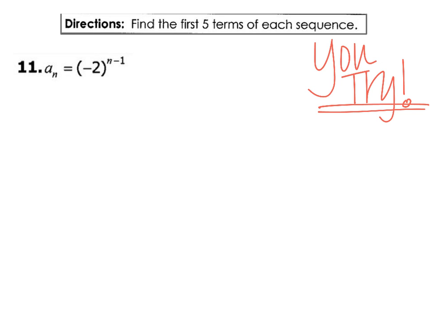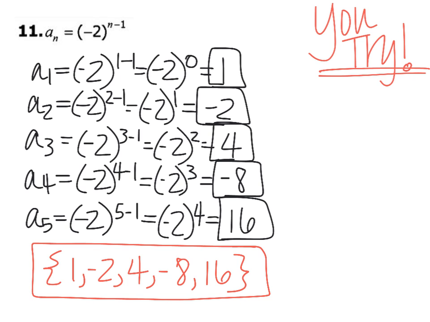All right, I want you to try to do number 11 all on your own. Find the first 5 terms of this sequence. When you come back, I'll have the answer written on your screen and we will go through it. So go ahead and pause your video now. All right, so you should have gotten the first 5 terms of this sequence are 1, negative 2, 4, negative 8, 16. If you didn't, stay tuned for the explanation. If you did get this answer, you can fast forward through this and move on to the next problem.